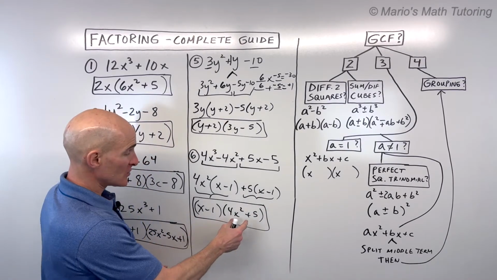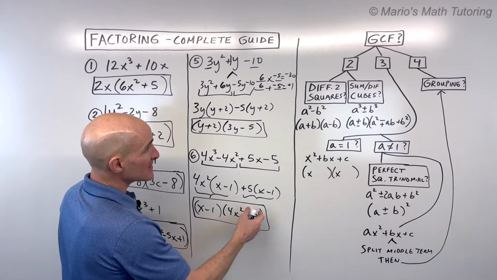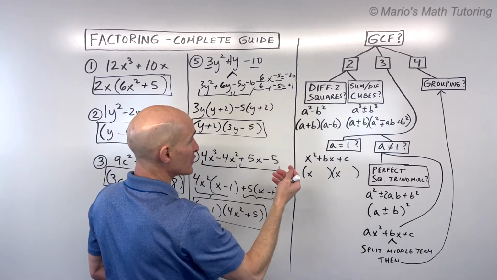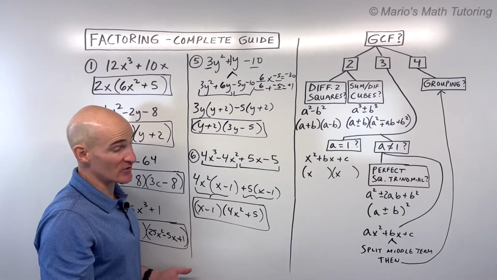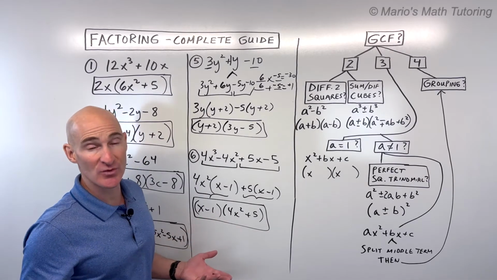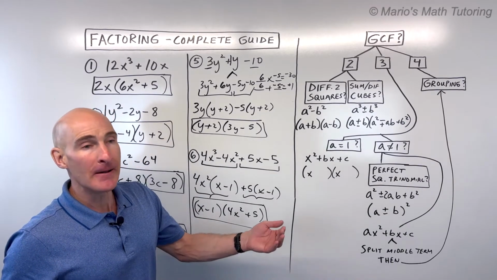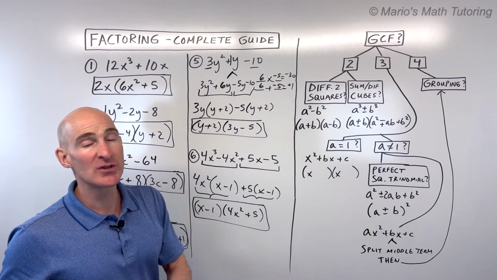Well, this one's a binomial, but is it like a difference of 2 squares or a sum or difference of 2 cubes? No, it's really not. So they can't really factor that any further. That's as far as we can go, but it's always good to check. Let me erase the whiteboard and we'll do some more examples.